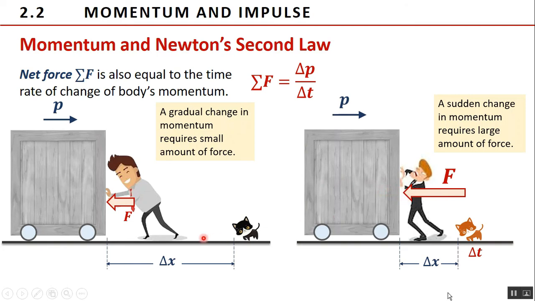On the other hand, since this black cat is standing farther from the crate, there is sufficient time for this man to save the cat. This man can exert a smaller amount of force, resulting in a gradual change in momentum.